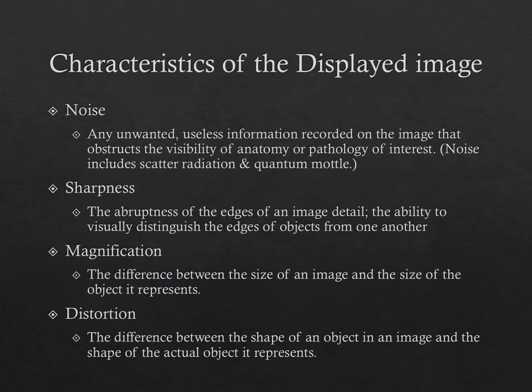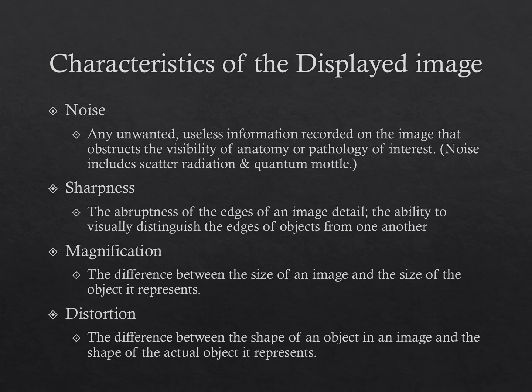Then we have noise. We talked about noise when we were talking about mass specifically, but kVp also has a lot to do with noise. So the definition of noise is any unwanted, useless information recorded on the image that obstructs the visibility of anatomy or pathology of interest. Noise can be from scatter radiation, which we talked about when we were talking about kVp, and then quantum mottle or quantum noise when we were specifically talking about mass. But we know that mass and kVp both affect the quantity of photons that are going to be produced by my X-ray tube.